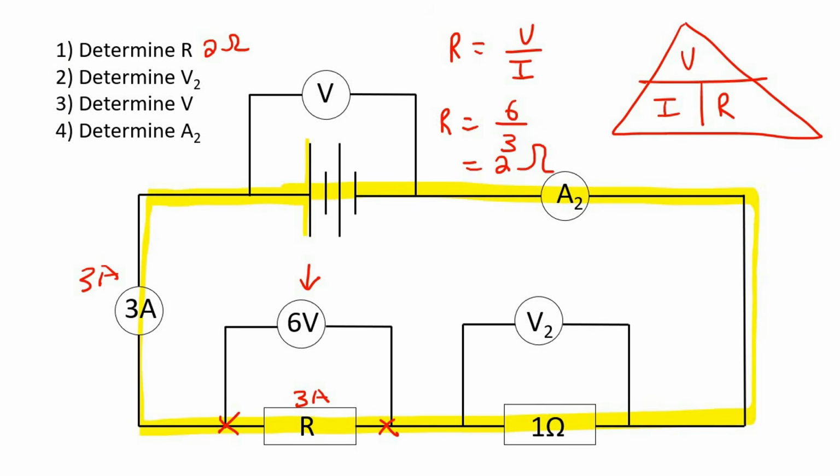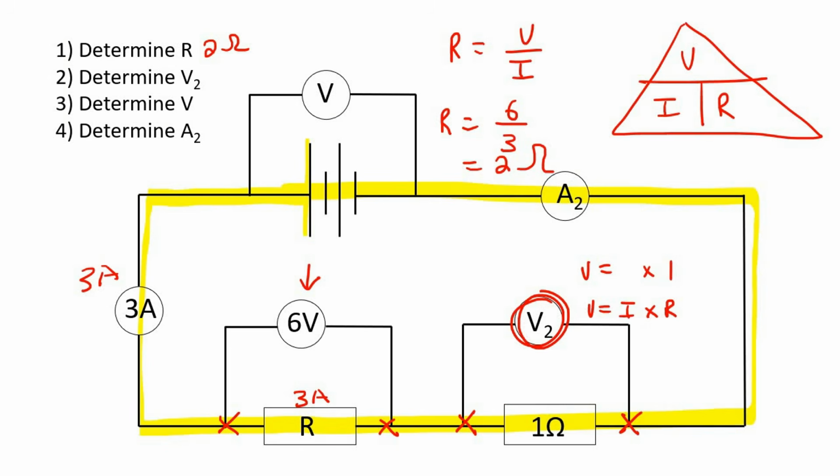The next question says calculate V2. Okay, so V2 is over here. So we know from these formulas that to calculate voltage, you have I times R. Now, we know that this voltmeter is connected over here, so it's connected across this resistor. So that's the resistance that we would use. So we've got the resistance as 1. Now we just need the current that is going through this resistor.